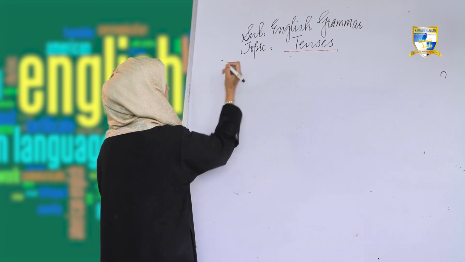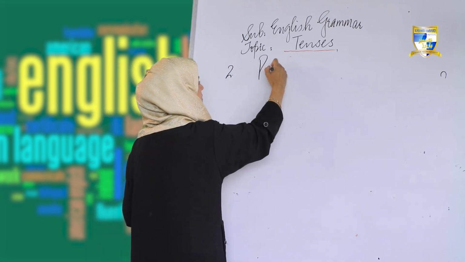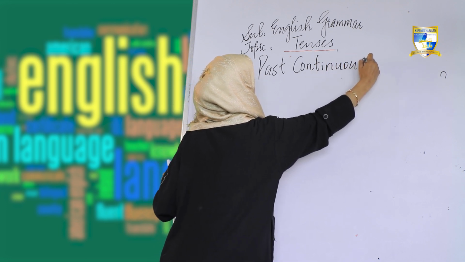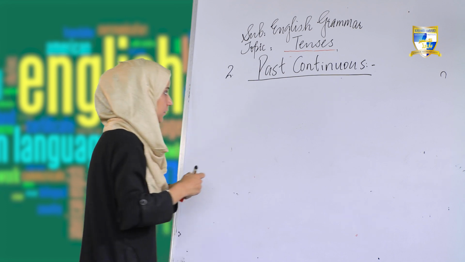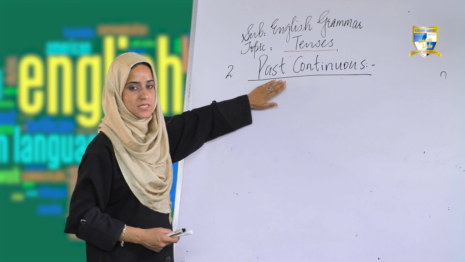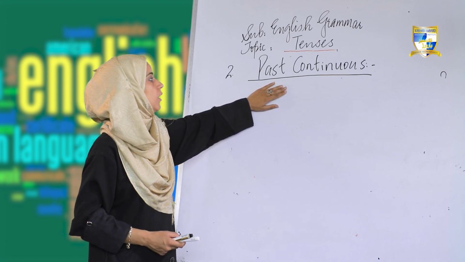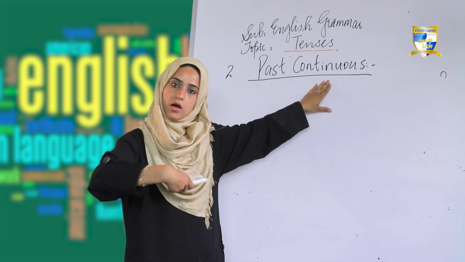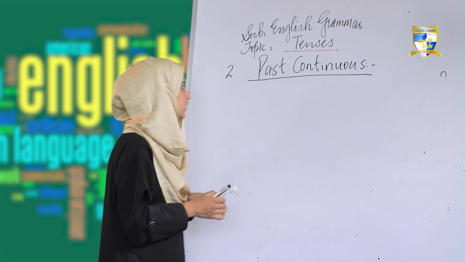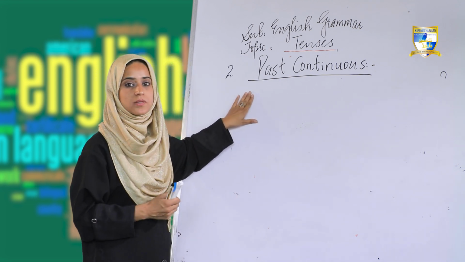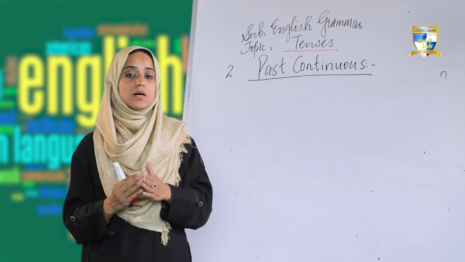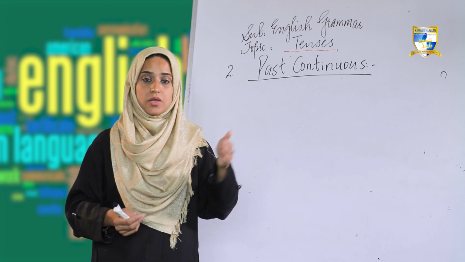Our second form of past tense is past continuous. Here, the name of the tense indicates that the action happened in the past time, the time before now, and continuous indicates the progression of the action. That means the action is not yet complete. So, past continuous tenses denote the time of an action that happened at some time in the past and was in progression and was still going on at that time.